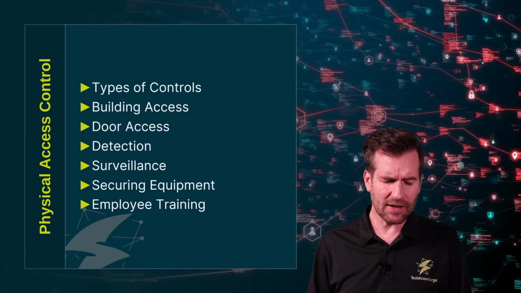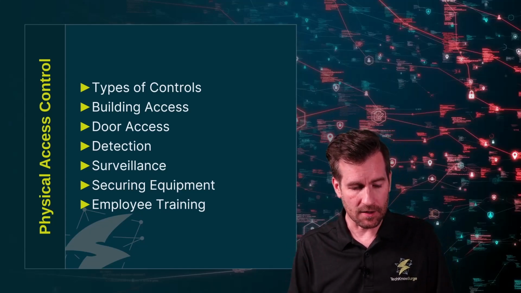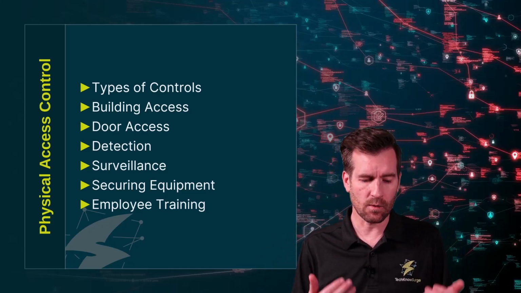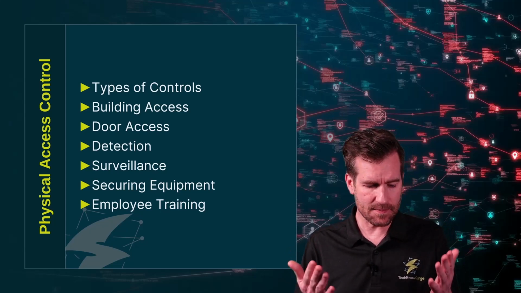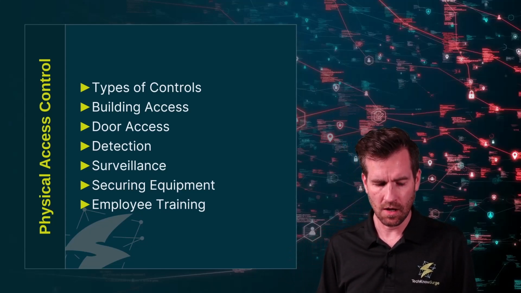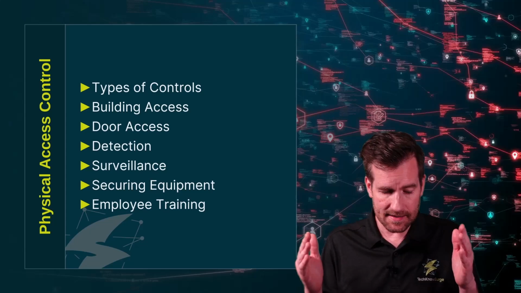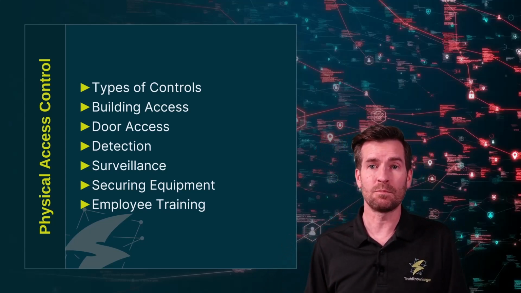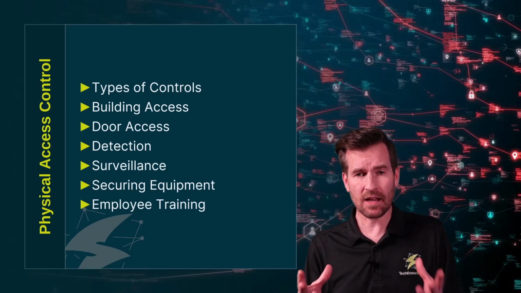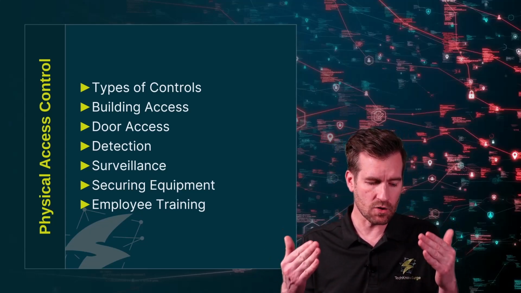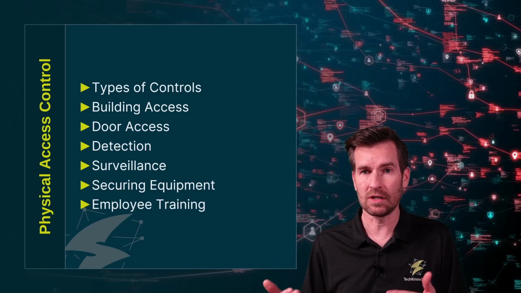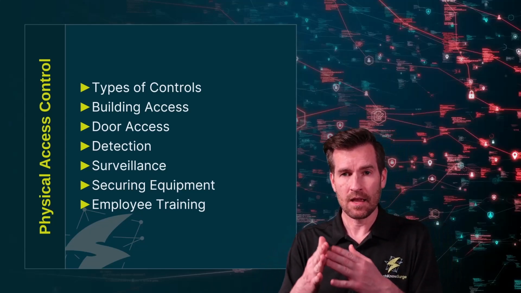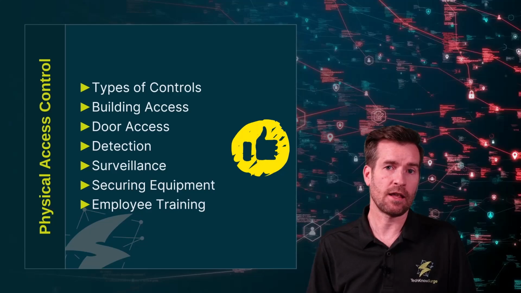In this video, we started out by talking about types of controls when it comes to mitigating risk, and the ones that apply specifically to physical access control. We also talked about building access, door access, detection, surveillance, securing equipment, and employee training. And using these all together are an important part of making sure you have physical access control and you're maintaining secure ways of safeguarding your assets.